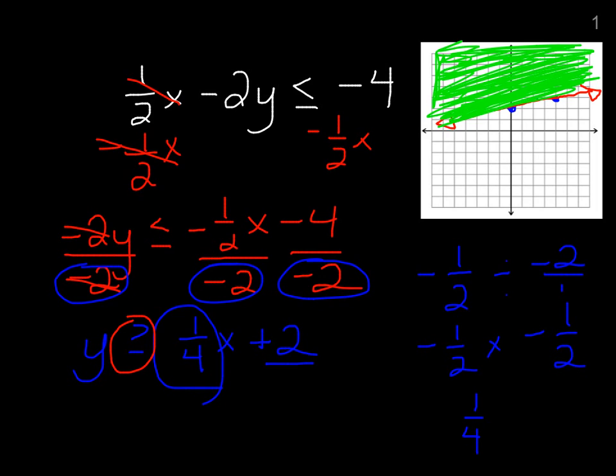And now the last thing you want to do is do a test point. If we use 0, 0, if we look at the graph, 0, 0 is not in the shaded region, so 0, 0 should give us a false statement. So I'm going to go ahead and erase all this work right here.